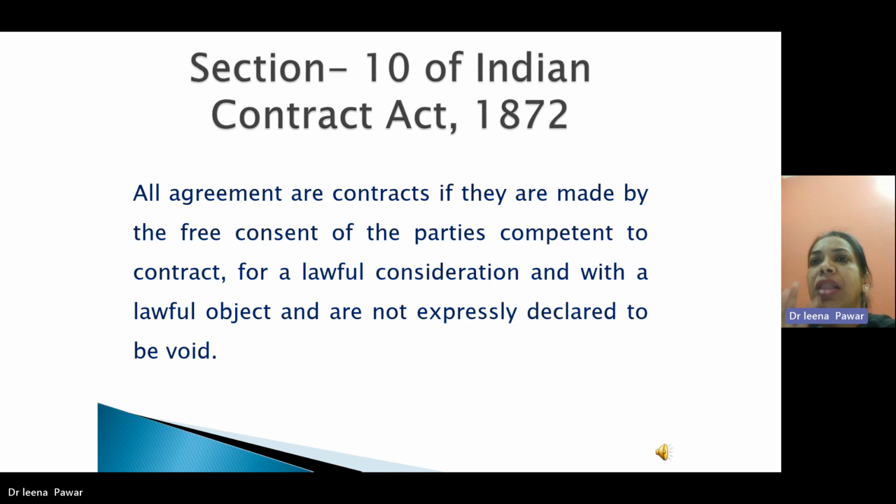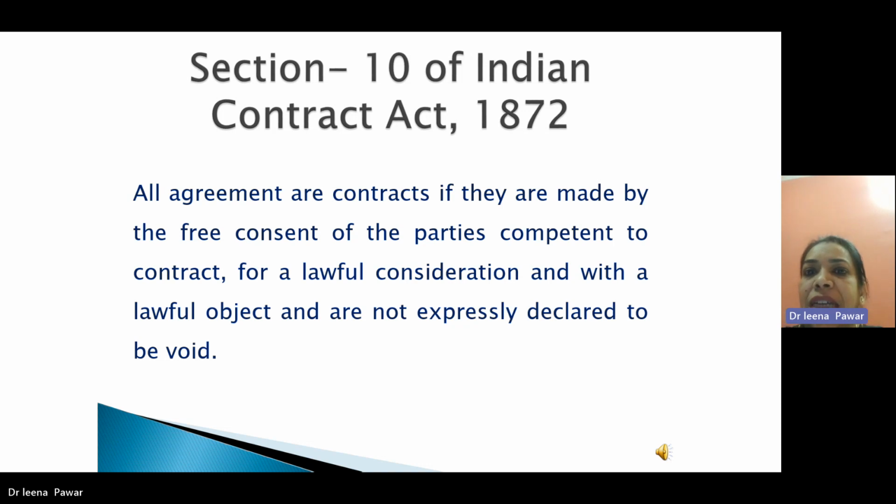So when we go through the wording of section 10, it says all agreements are contracts if they are made by, that means it prescribes certain conditions. If those conditions are fulfilled, only then the agreements are valid contracts. Only then the agreements are contracts. And that is the free consent of the parties. Parties must be competent to contract. There should be lawful consideration with a lawful object, and the contract should not be expressly declared to be void.